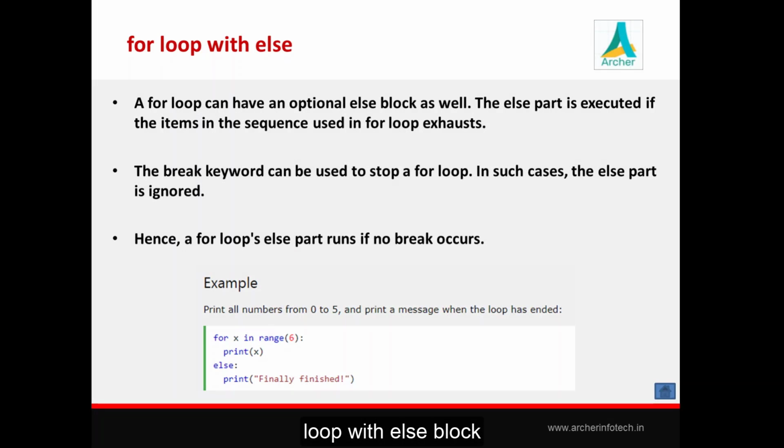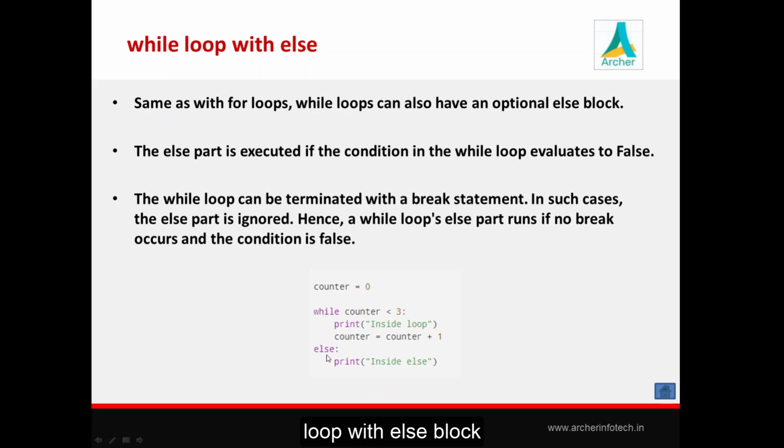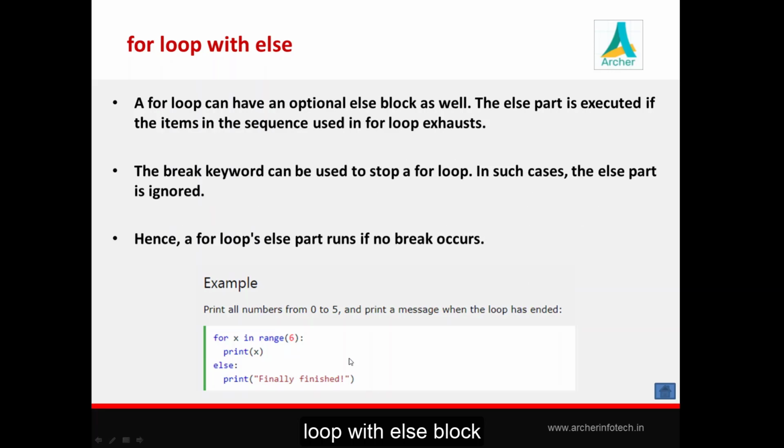Now we have the option to provide an else block with a loop also. Here you can see at the end of this for loop we can add an else block. On the same line we can add an else block at the end of this while loop. We can write some statements inside this else block. The question is, when will this else block get executed?